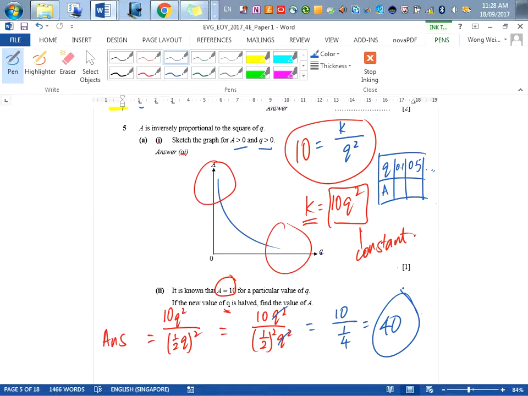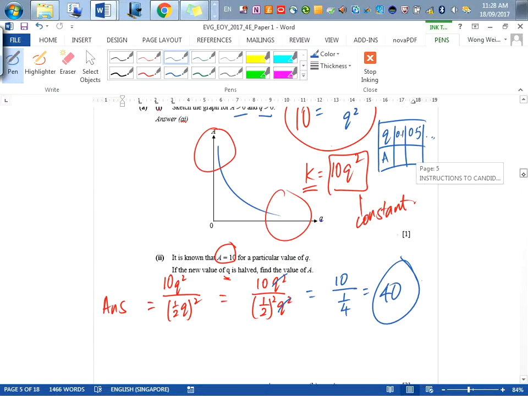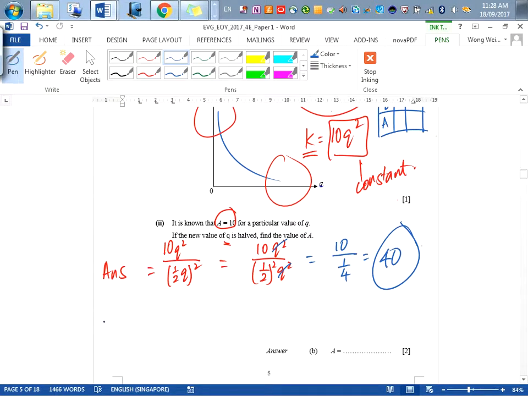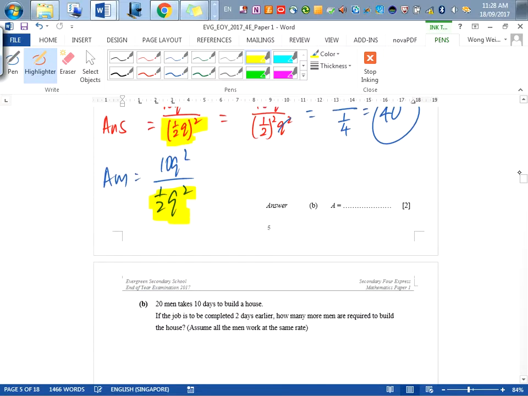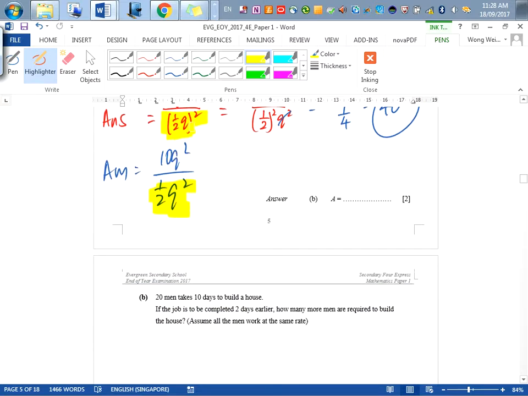What is the common mistake that I see? Is that you write down your answer 10 Q squared over half Q squared. What is the difference between this and this? Yeah, you didn't square the half. You are supposed to. The half over here belongs to the Q. You square the entire thing. Okay, so this over here is wrong.